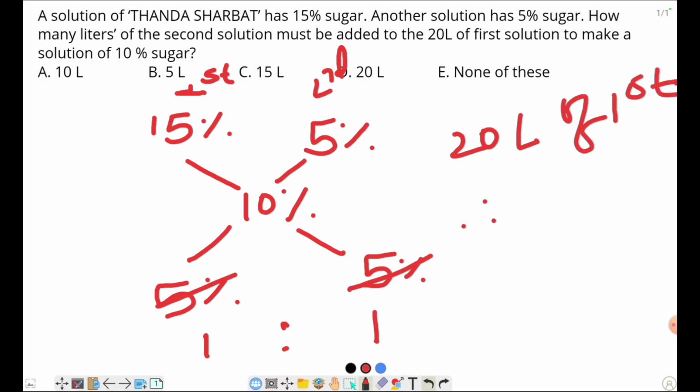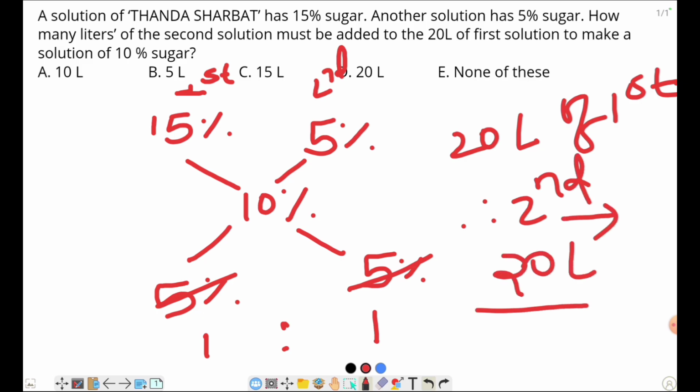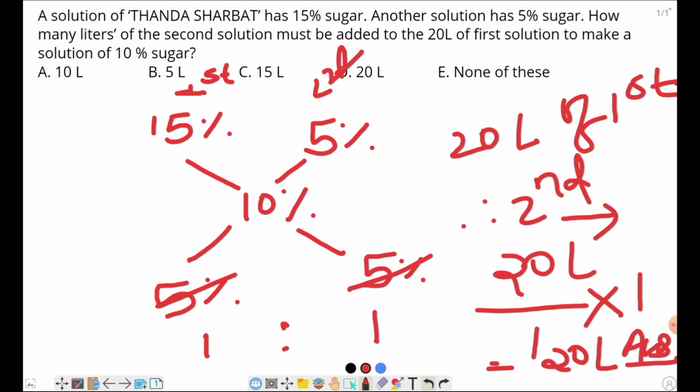then the second will be the same. The first solution has 20 liters, 1 into the second solution which has to be taken, ratio 1. That means a total of 20 liters we will have to take from the second solution. That will be the answer. The option is option D, 20 liters.